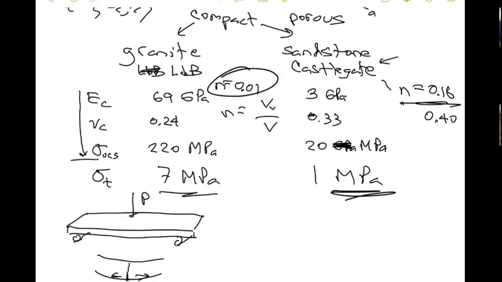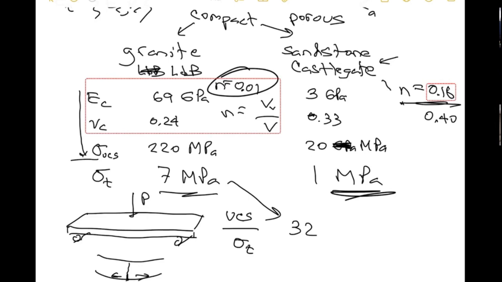This one here, if I take the ratio now, what the heck is this thing? I'm going to do my calculator. 220 divided by 7. Holy smokes, it's about 32. So it's 32 times weaker in tension. And this one is 20.